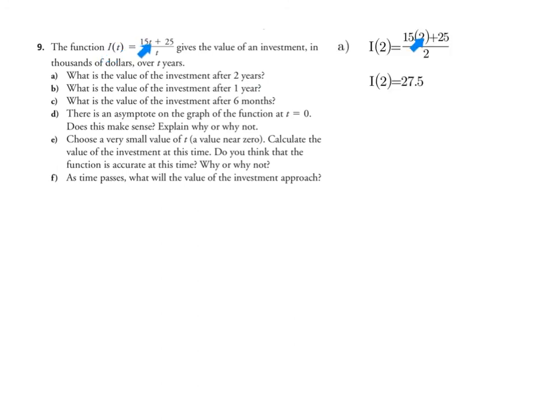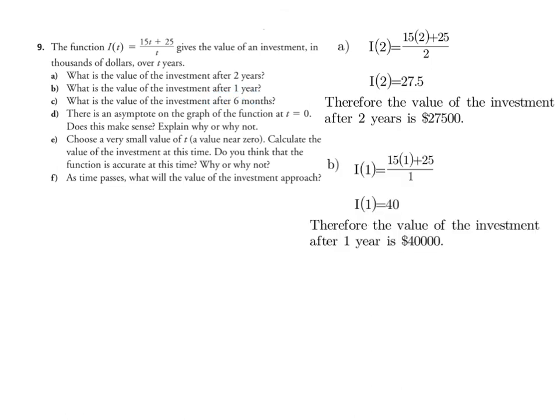So you got 30 plus 25, that's 55 over 2. That's 27.5. But it says that in thousands of dollars, so that's $27.5 thousand, $27,500. What is the value of the investment after 1 year? I'll just plug in t is 1, so 15 plus 25, you got 35, 40 over 1, so 40, so $40,000.